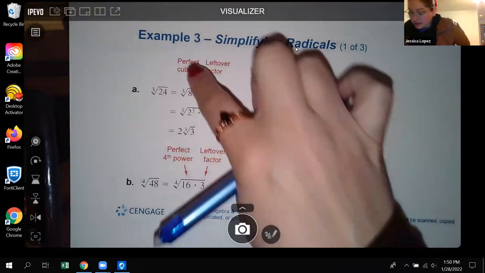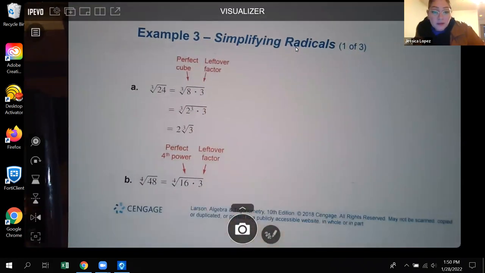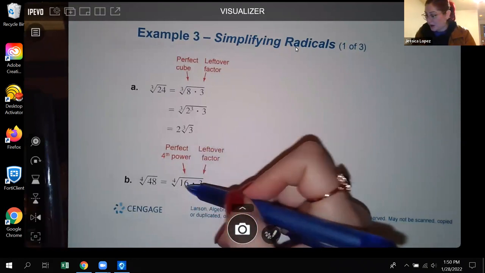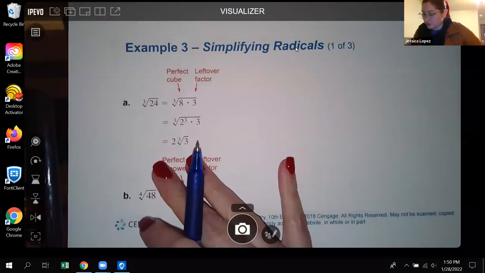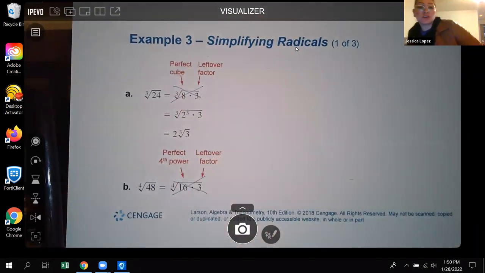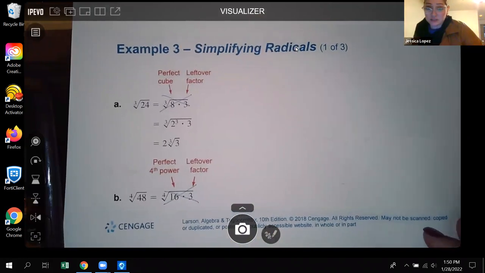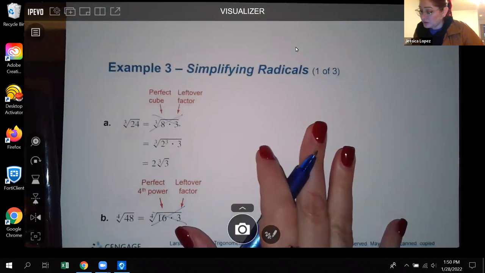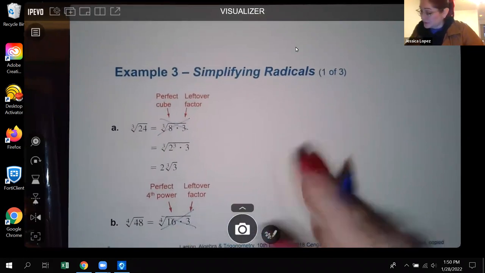I do not do this, I do this, okay? So I don't necessarily try to think of whether or not they're perfect powers or leftovers. It's just too much, okay? I'm going to show you how to do it using the prime factorization. So you do have to remember those prime numbers, okay? Definitely put them on a note sheet until you memorize them.